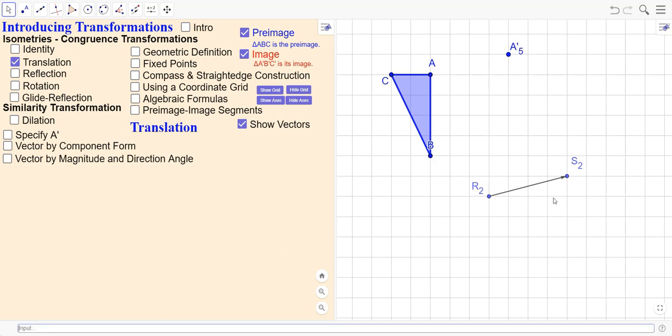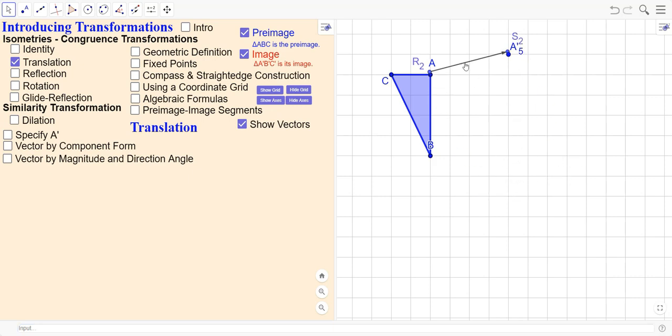See, it's going to the right, 1, 2, 3, 4, and up 1. So that's the same vector there. So there's another way we can do it. So there's a variety of different ways you can go at using the built-in commands to work with translations.